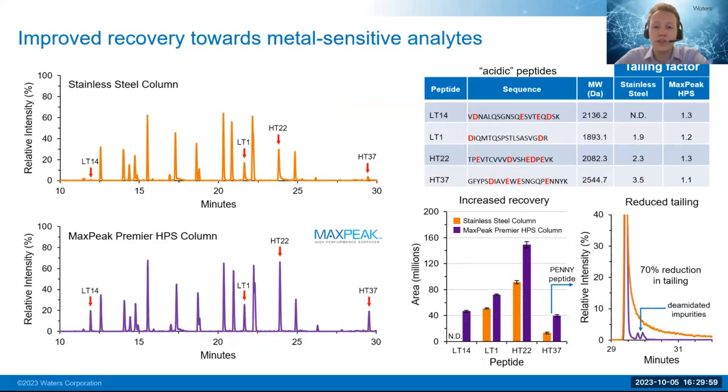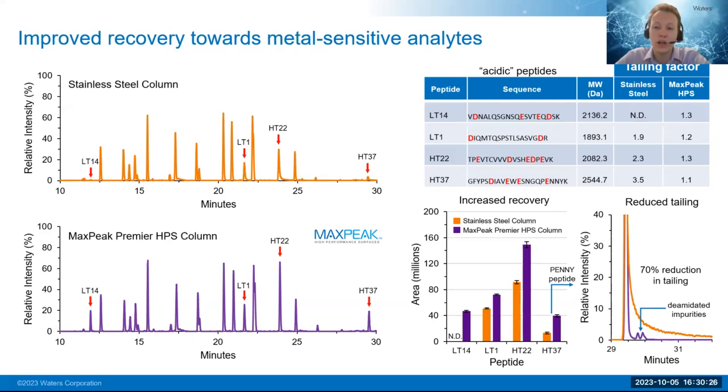However, we did see additional benefits of MaxPeak Premier columns when we looked at 4 acidic peptides. These 4 peptides contained 2 to 5 acidic amino acid residues, which were either glutamic or aspartic acid. And all of these showed increased peak tailing and recovery issues with the stainless steel CSH column.